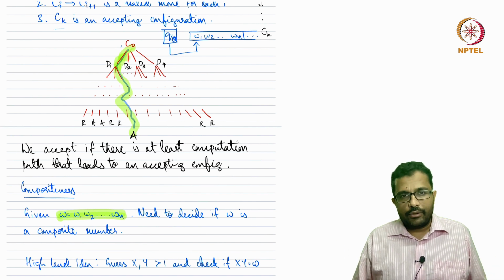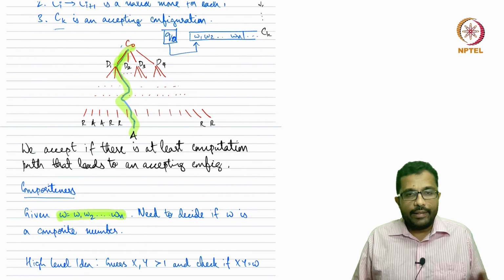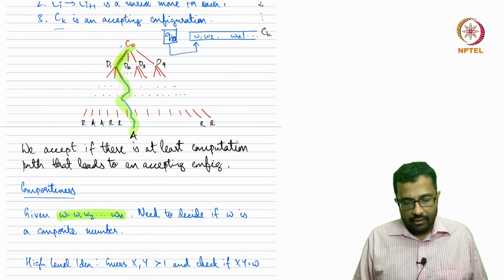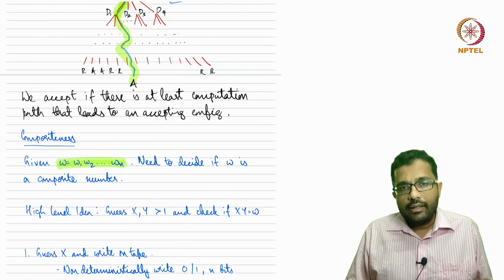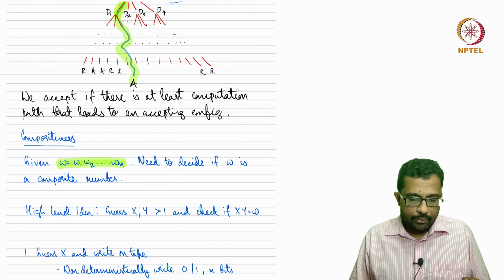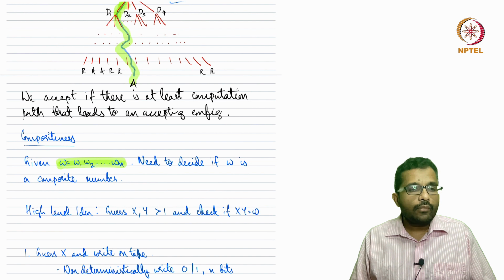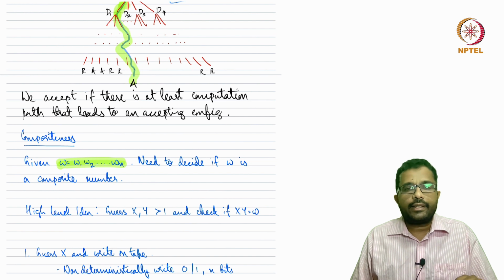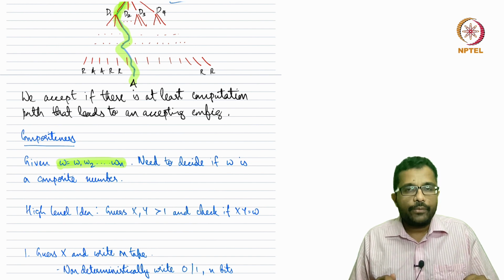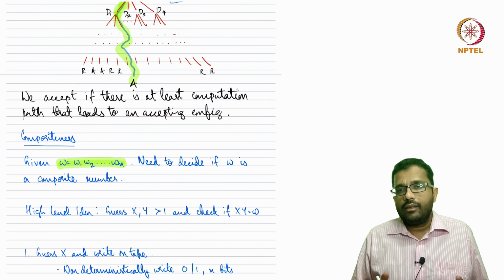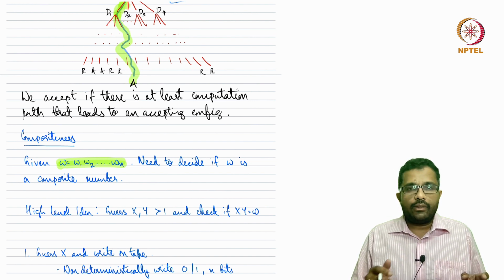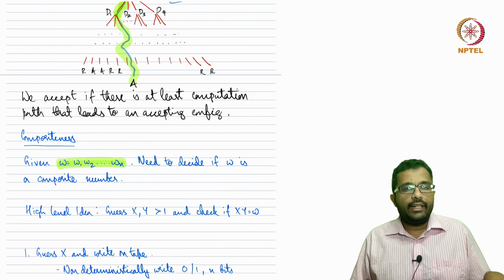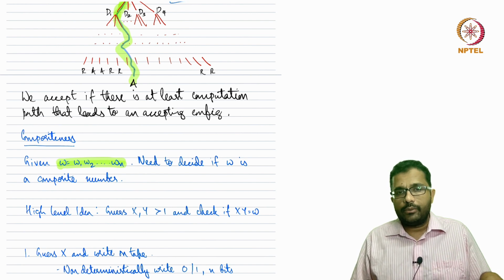If it's a prime number, let's say 29, the only possible way you can write it as a product is 29 times 1, right? Composite means not prime. So the idea that we use here is this. Given W, you're just going to guess two numbers x and y and check whether the product of x and y is W. If the product is W, and neither x nor y is 1, then we know that W is a composite number because we are finding a non-trivial factorization of W, right?